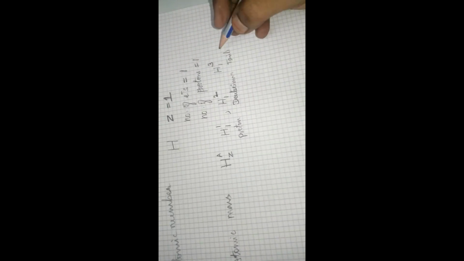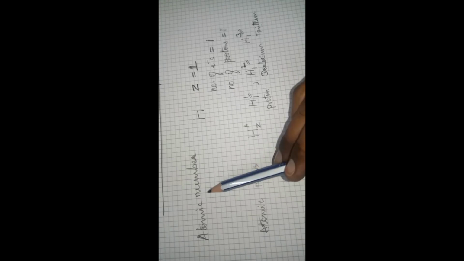So this we call proton. This is deuterium and this is tritium. So for proton, the mass number is 1. For deuterium, the mass number is 2. And for tritium, the mass number is 3. So of course you now know what an atomic number is and what the atomic mass is. For each and every element we have this.